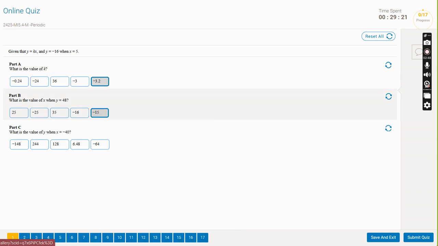Now the next one is: what is the value of y when x is equal to minus 40? When you do this, it's again the same process. Now they just have y as the unknown. So we will choose y, which is the unknown, equals minus 16 over 5, again I'm using the fraction, times what is our x? Minus 40.